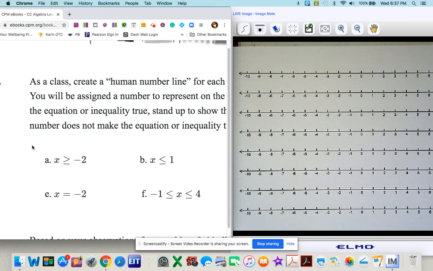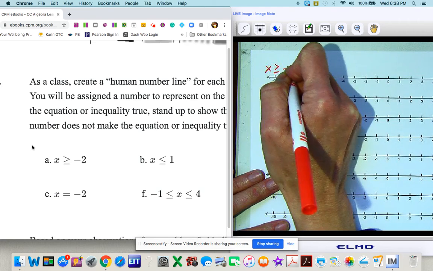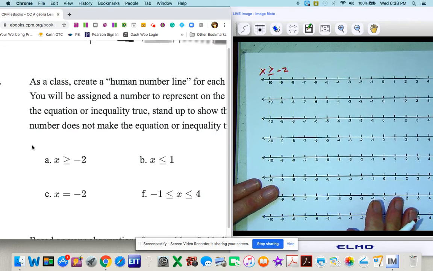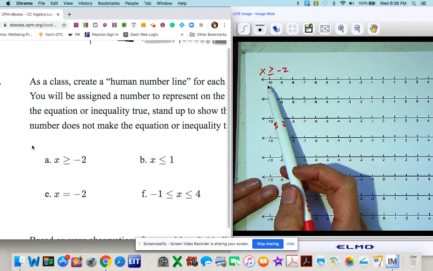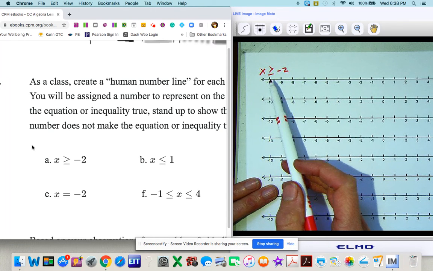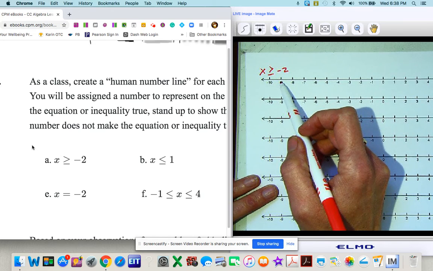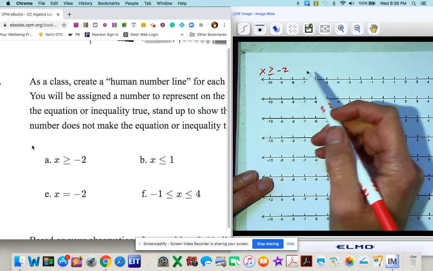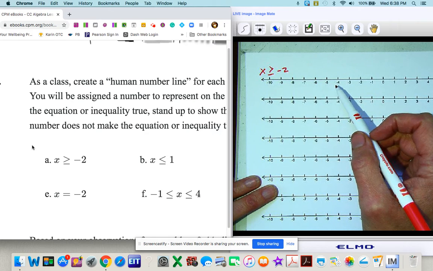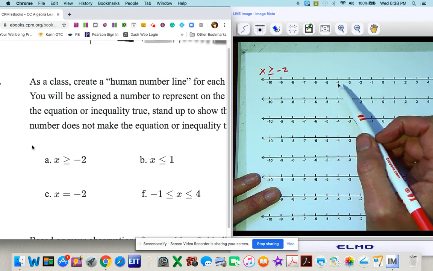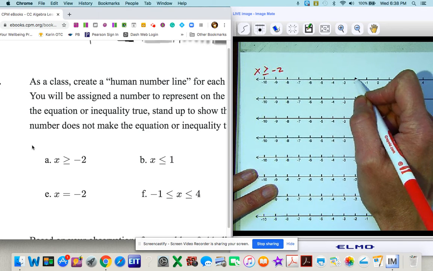I'm going to look at this first inequality, which was x is greater than or equal to -2. So let's think about what that means. First I'm just going to look at things that are actually solutions to this, okay? If I put -10 in here, would that be greater than or equal to -2? No. How about -9? No. -8? No. -7? No. What's the first number on my number line that's actually greater than or equal to -2? Well, the first number that's true for is actually -2.